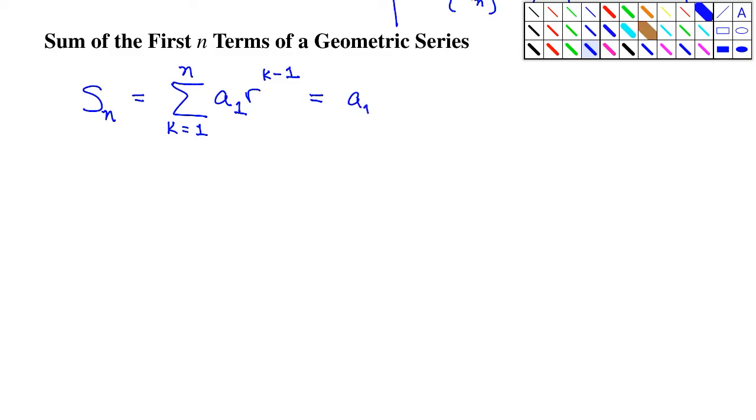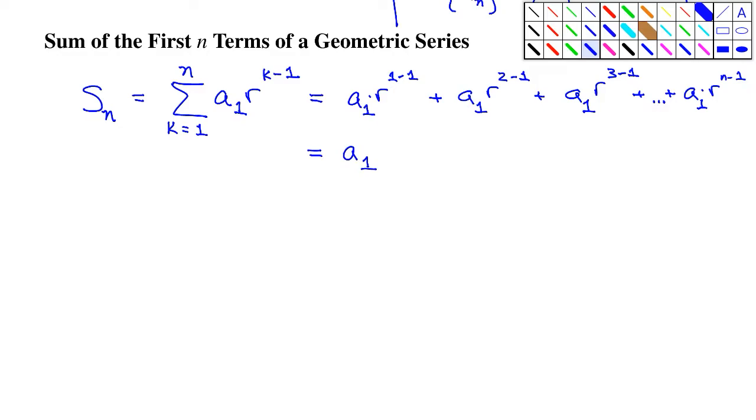It would be a sub 1 times r to the 1 minus 1 plus a sub 1 times r to the 2 minus 1 plus a sub 1 times r to the 3 minus 1 plus ... all the way up to a sub 1 times r to the n minus 1. Well, I can simplify this just a little bit. We can say that this first term is actually just a sub 1 because r to the 1 minus 1 is r to the 0, and r to the 0 is 1. Plus a sub 1 times r plus a sub 1 times r squared plus ... all the way up to the last term, a sub 1 times r to the n minus 1. So that's the sum as it is.